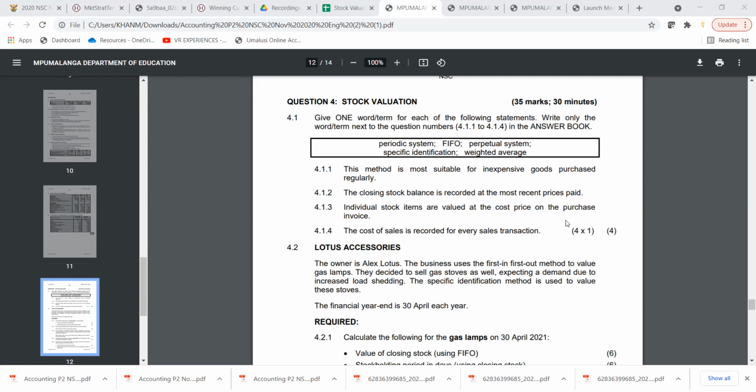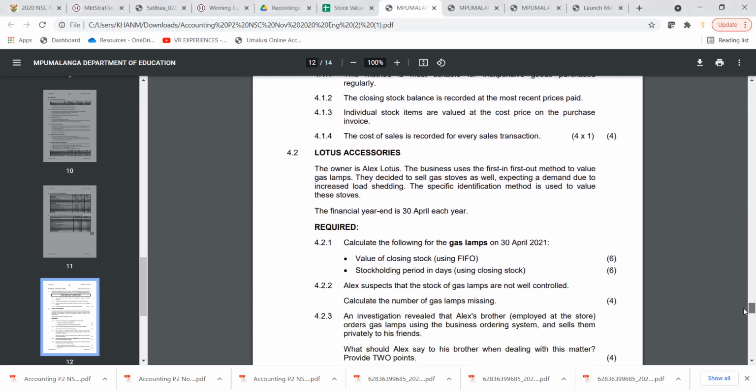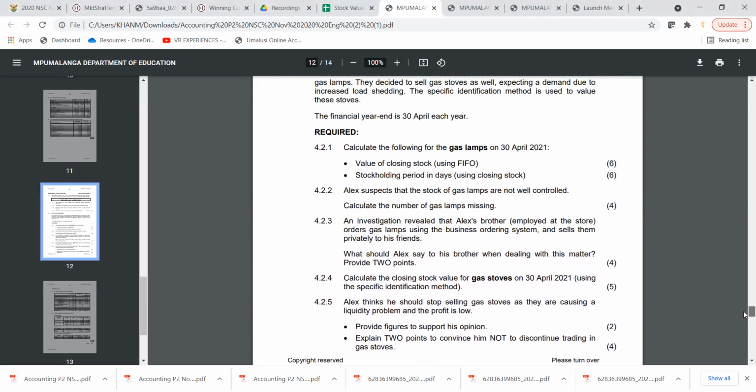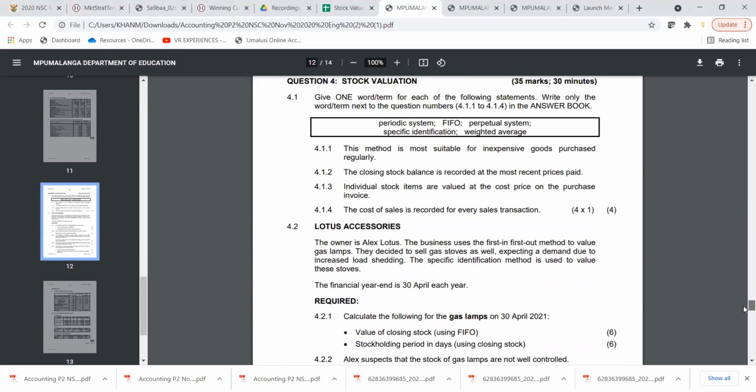So the question is 35 marks for 30 minutes. We just have 4.1 and 4.2. I'm going to read through the question and then we'll be answering it. I'll use Google Sheets to answer it.